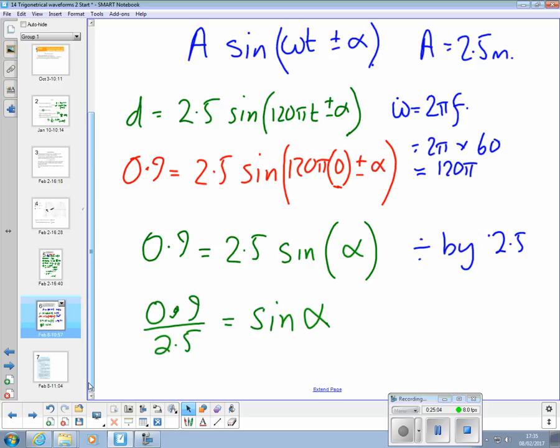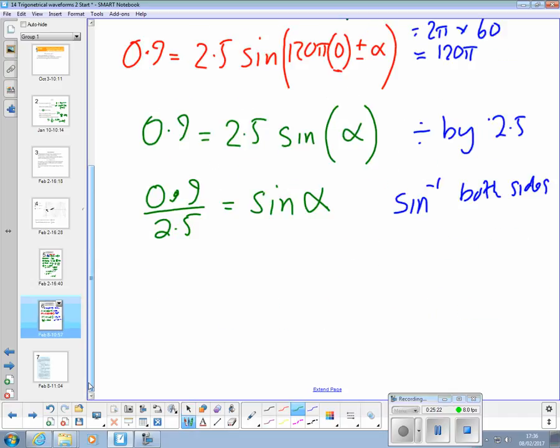What's the shift function for sine on your calculator? Sine to the minus 1. So I've got to do sine to the minus 1 of both sides. That'll cancel out the sine on this side. It will mean that alpha is equal to sine to the minus 1 of 0.9 over 2.5.